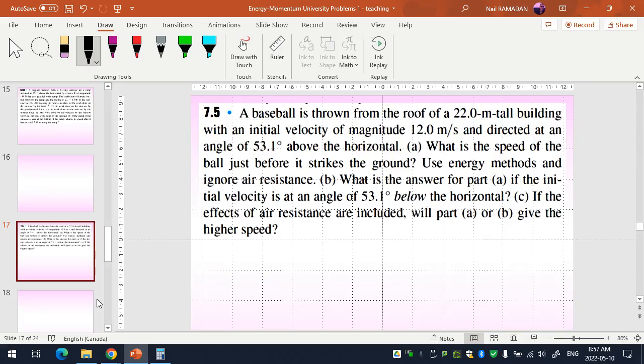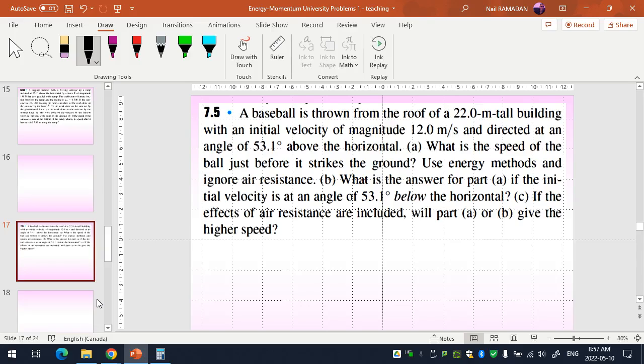Okay, a baseball is thrown from the roof of a 22-meter tall building. So it's already off the ground by 22 meters. With an initial speed of magnitude 12 meters per second and an elevation angle of 53.1 degrees above the horizontal. Okay, so up to now, it's like a legit projectile motion problem. Question A, what's the speed of the ball just before it strikes the ground?